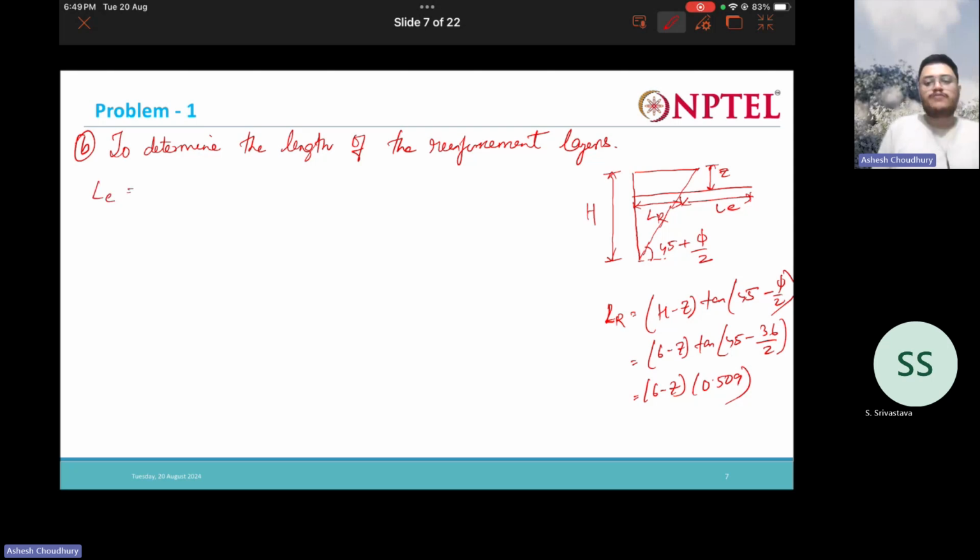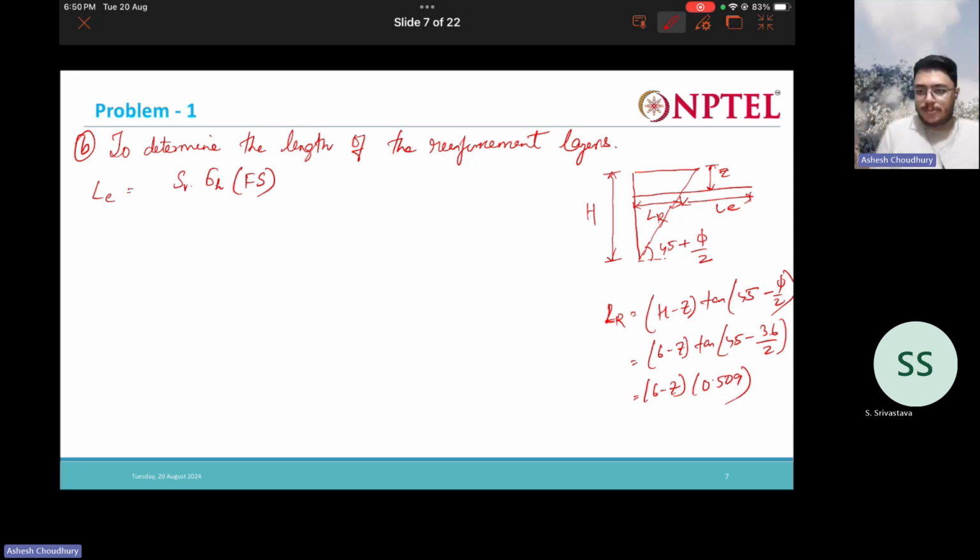Now what is LE? If you can recall, LE is the embedment length. That means the frictional resistance at this embedment region should be greater than the pull-out load that is coming. So we'll use that relation. What is the load that is coming? Again, same: spacing into horizontal pressure times the factor of safety.